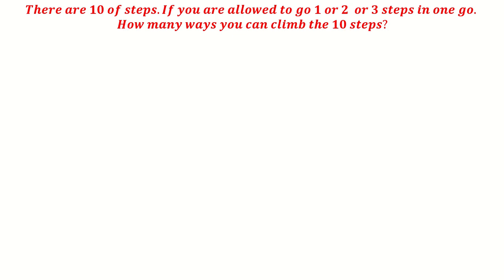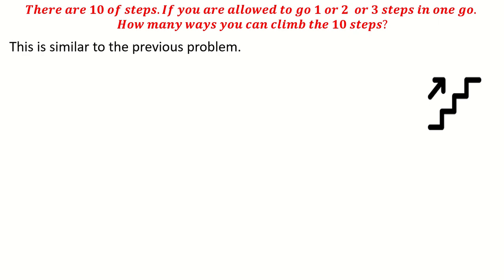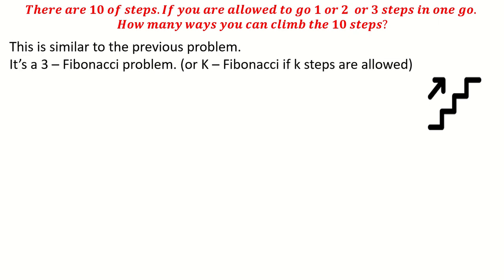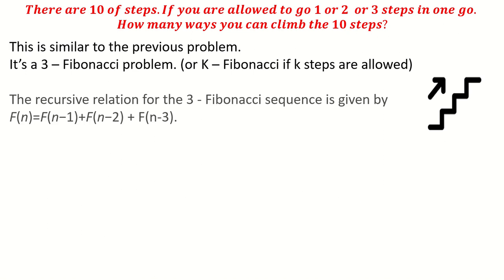So plus 1 is coming there, right? So this is also a Fibonacci series, but not the sum of the last two numbers. This is a sum of k Fibonacci series, and in this case, we have three options: you can go 1, 2, or 3 steps. So this is a 3 Fibonacci problem. If k steps are allowed to go in one go, basically it will become a k Fibonacci series. So this is a 3 Fibonacci problem.